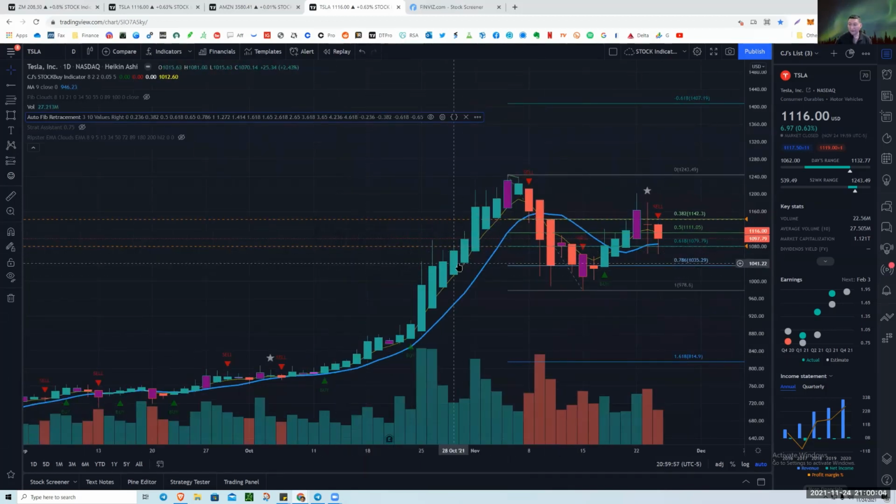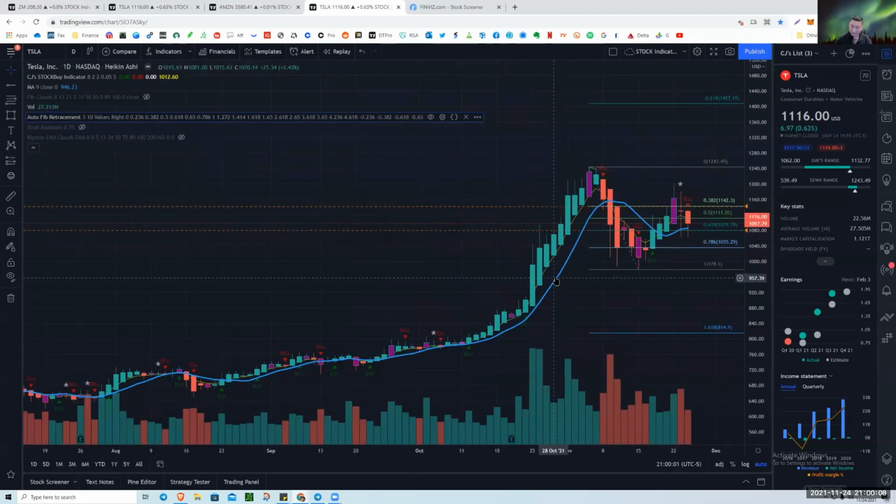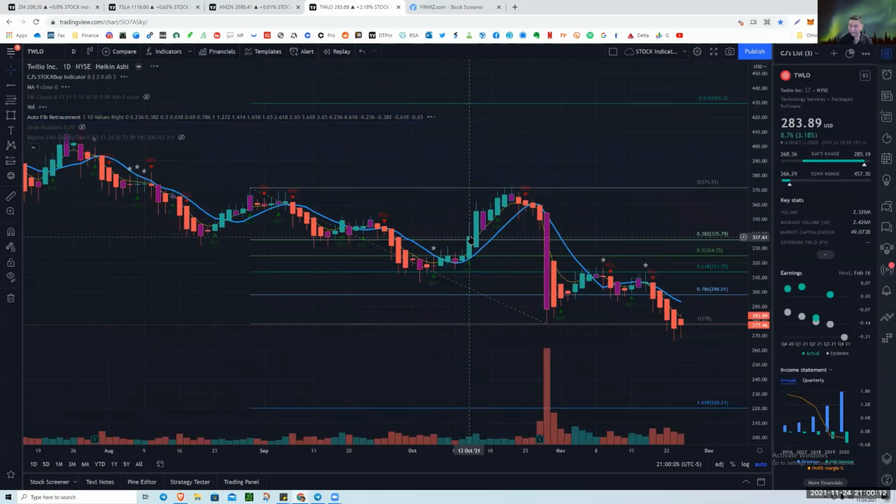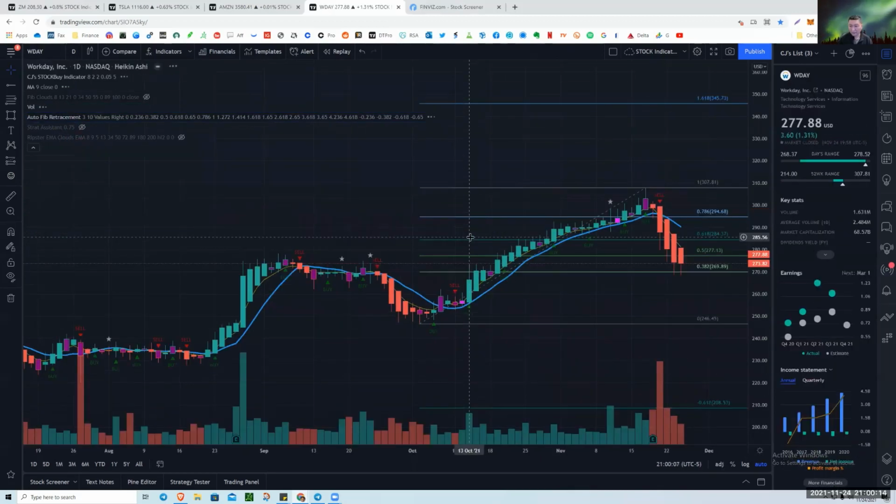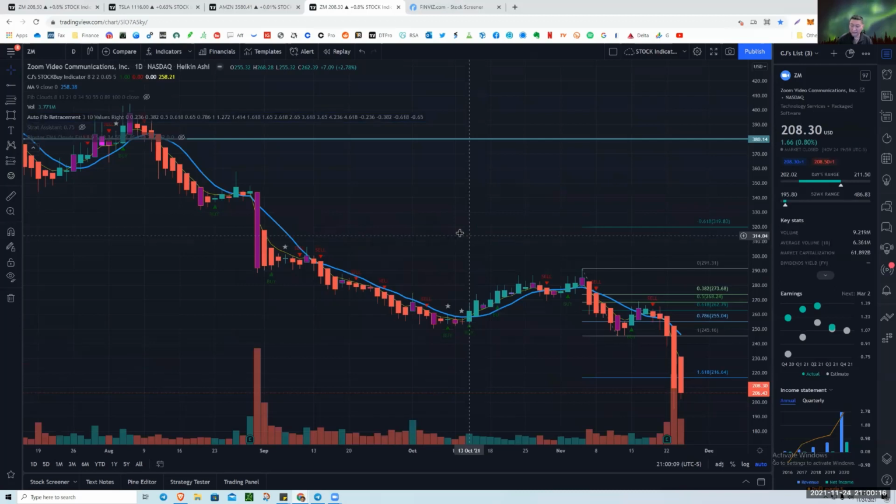So you can flip it down or do it right side up. With Tesla, because it's kind of like middle range, it doesn't make that big of a difference. What would make a big difference right here? Let's look at Zoom.